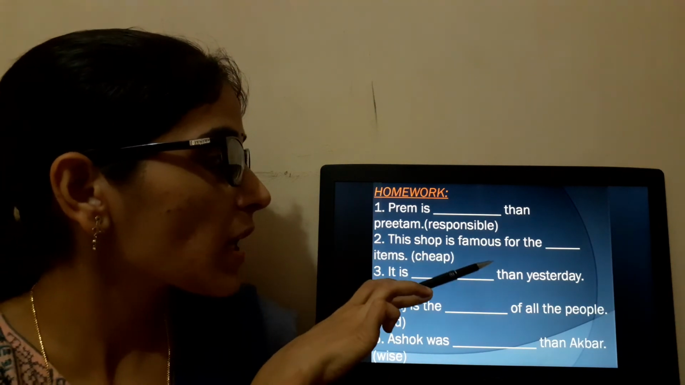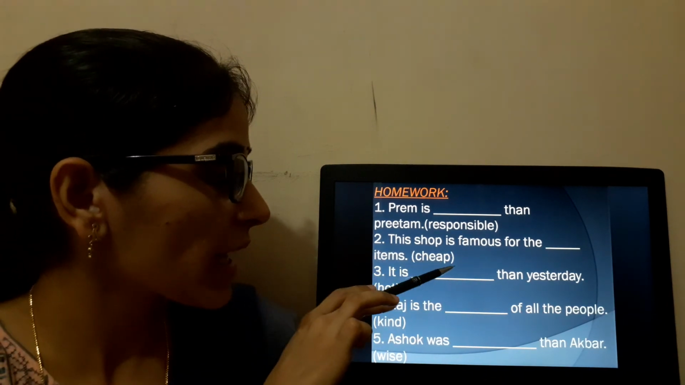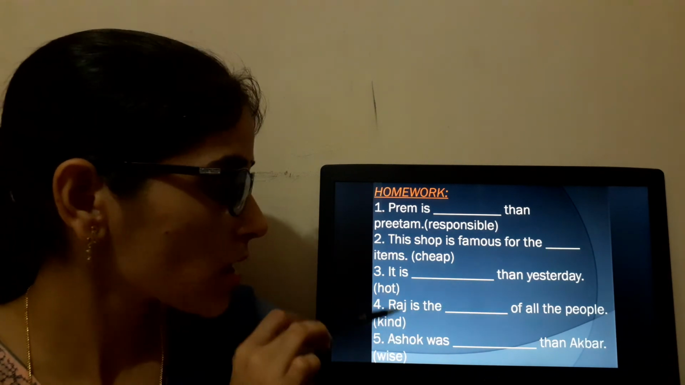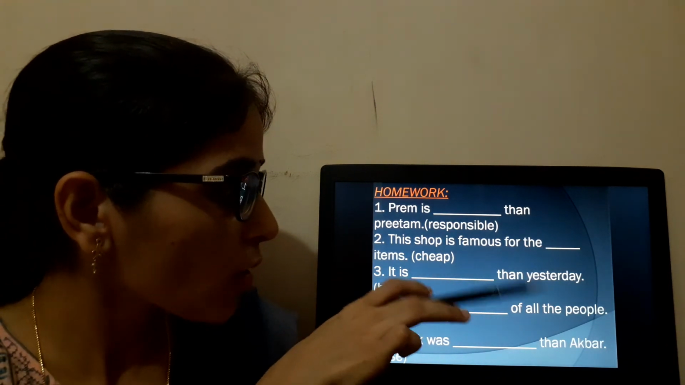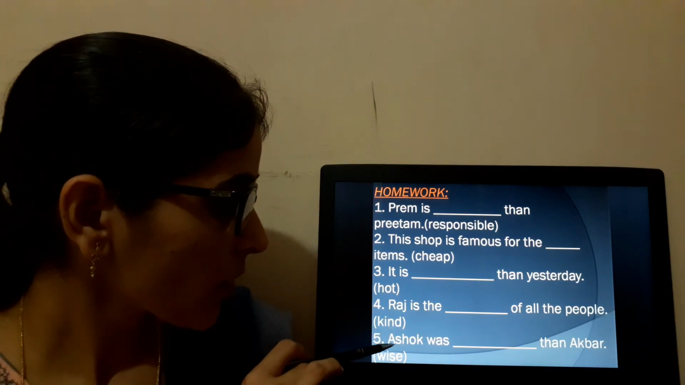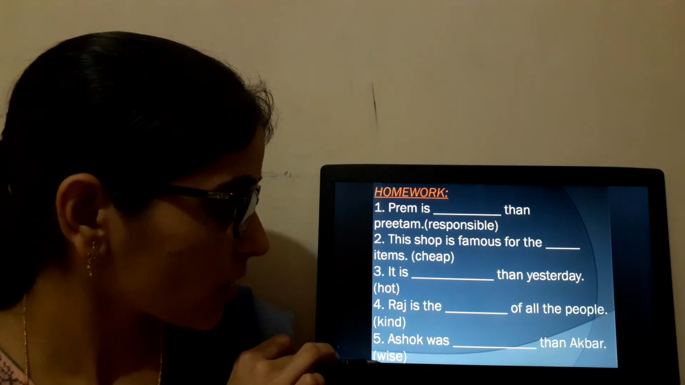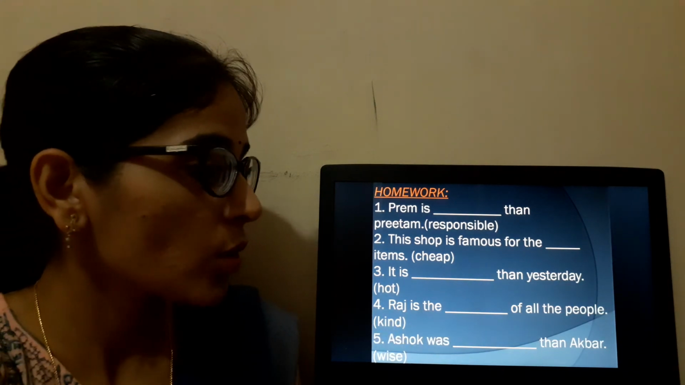This shop is famous for the items, in the bracket, cheap. It is dash than yesterday, hot. Raj is the dash of all the people, kind. Ashoka was the dash than Akbar, wise. So this is your homework for the day.